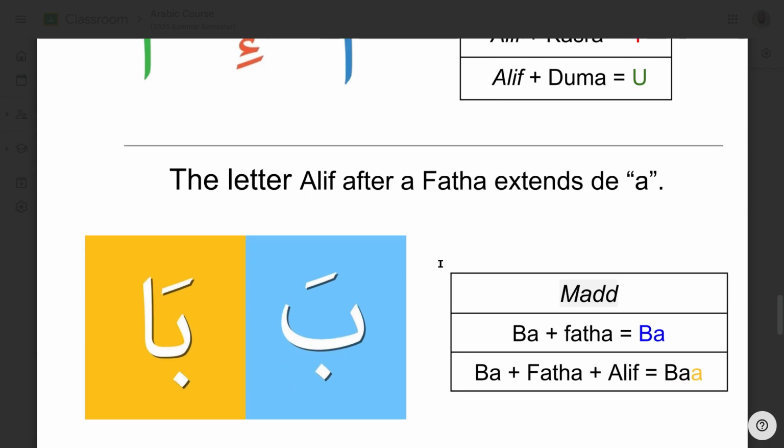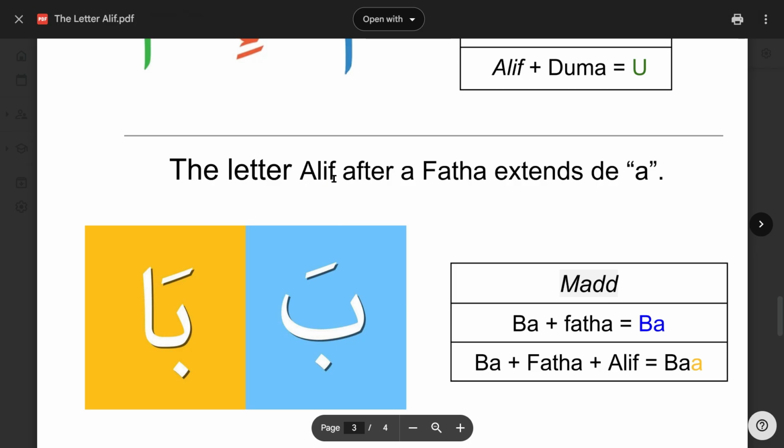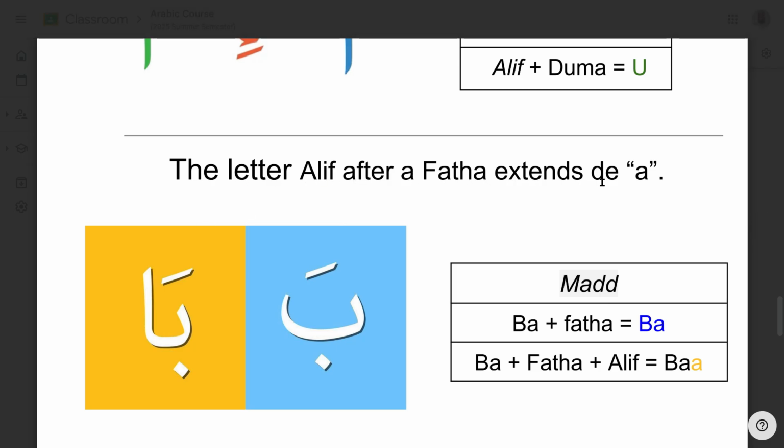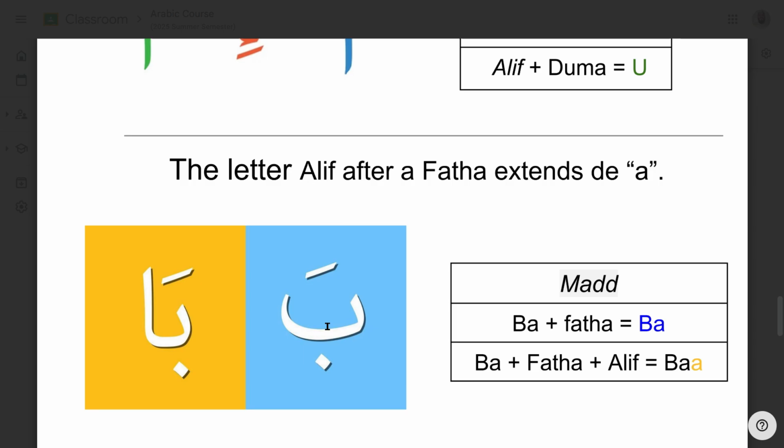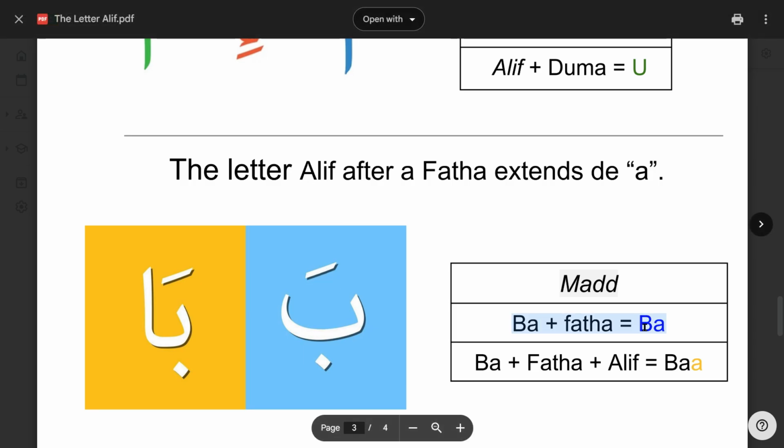But to add a little bit more to the sauce, the letter alif after a fatha extends the a. This is the extension I was talking about. So whenever we find an alif by itself after a fatha, this is called med, and the med extends the sound. So for example, we already learned the letter ba. So ba plus fatha, ba. Ba plus fatha, it's just ba, ba. Whenever you add an alif, you're going to add another a.